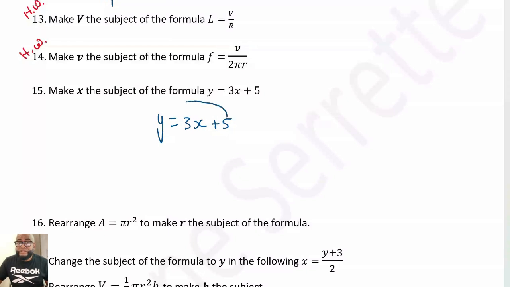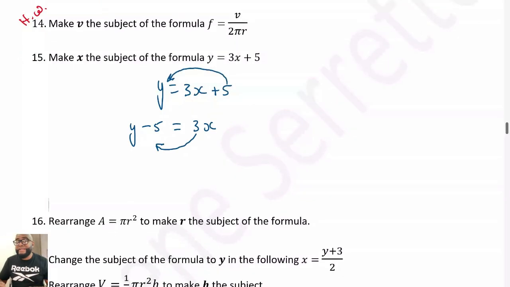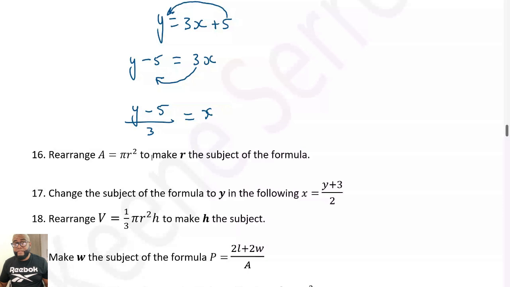So if we add 5 here, what do we do with it when we carry it to this side? What did we have on the left-hand side first? Y. Plus 5 becomes minus 5, and it says equal to 3X. What is understood between the 3 and the X? Opposite of multiplication is divide. You're not just dividing by the 5. It's going to be Y minus 5 all over 3 is equal to X. Cool? X is now the subject of the formula.